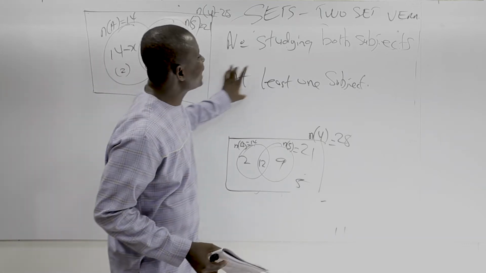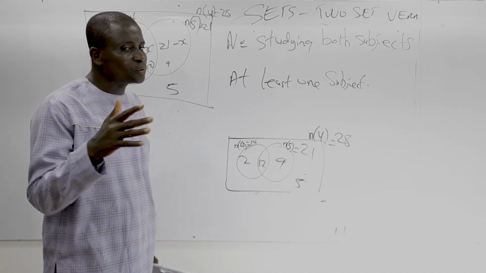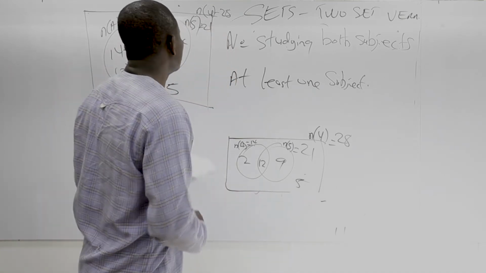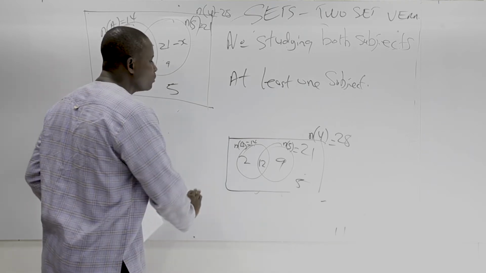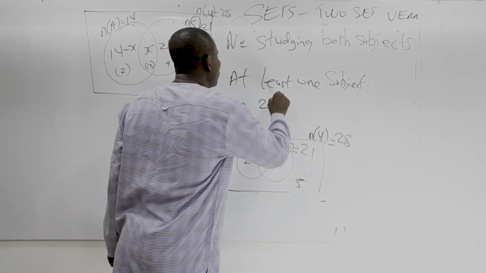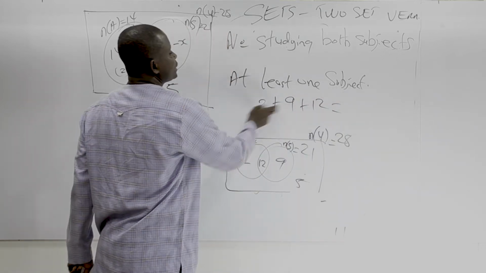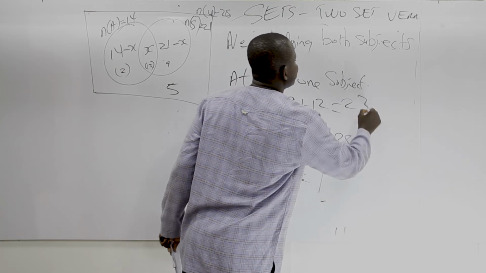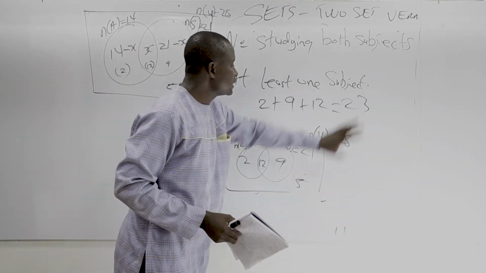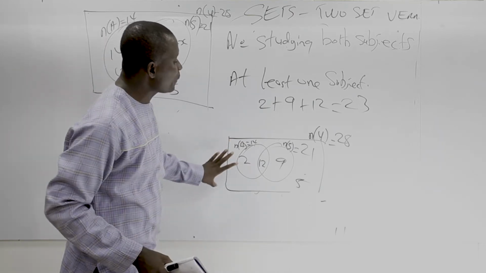So at least one subject is what? I've already spoken to you about at least. When we say at least, the least is one subject. So at least one subject, the minimum is one subject. So it's going to be what? One-subject people are 2 plus 9 plus those who offered both subjects. This is 14 and it will be what? 23. So at least one subject will be 23.